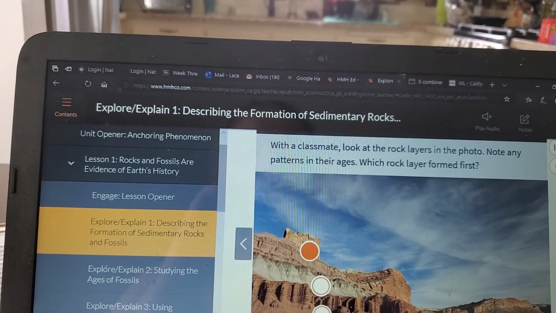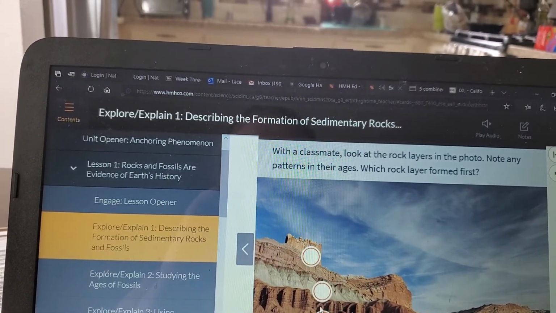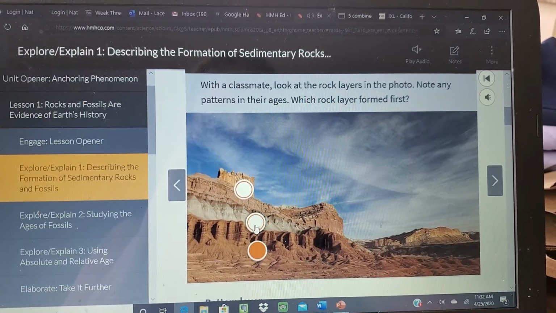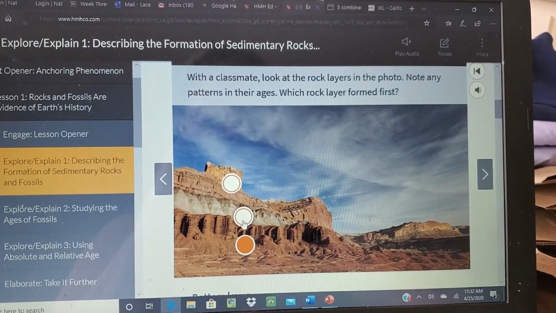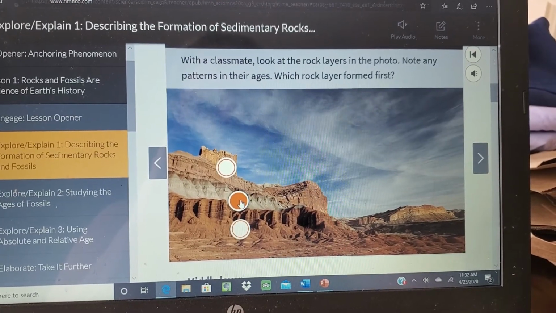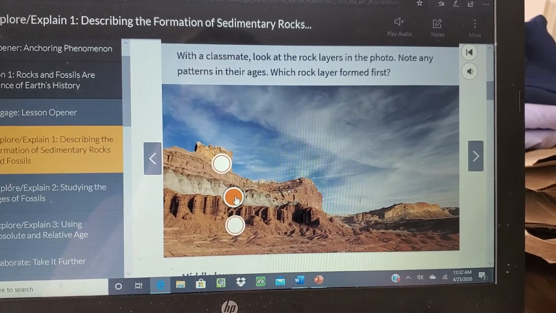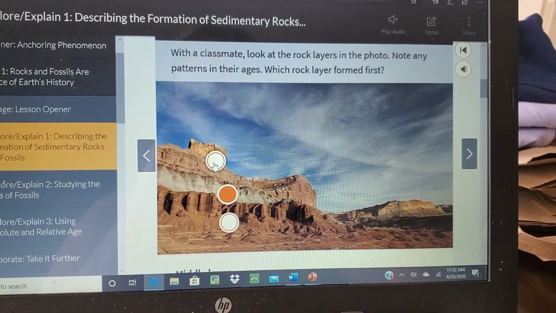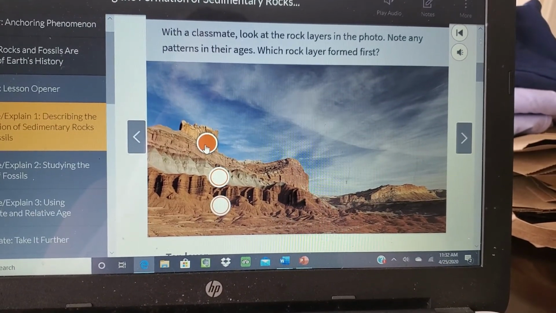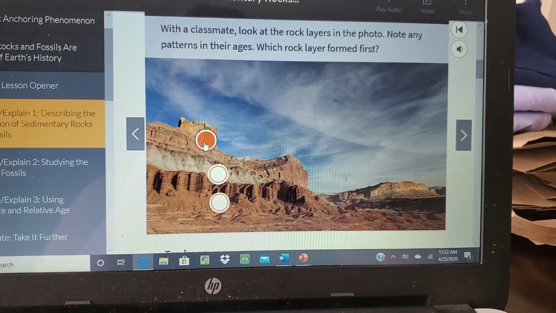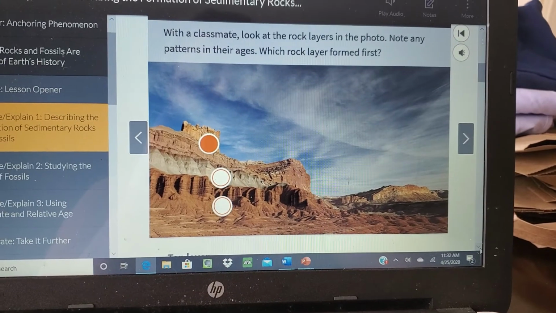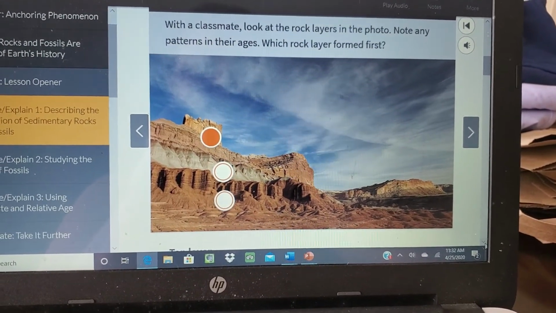So the bottom layer formed first. This layer formed about 250 million years ago. Fossils and patterns in the rock suggest that the rock layer formed near a seashore. Middle layer. This rock layer formed about 200 million years ago. By studying this rock layer, scientists can tell that tropical lakes and streams once existed where it formed. Top layer. This rock layer began forming about 145 million years ago. Patterns in the rock show that it formed in a desert environment with huge sand dunes. So, similar to today's Sahara Desert.